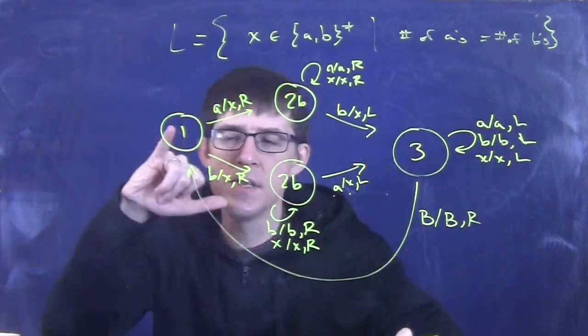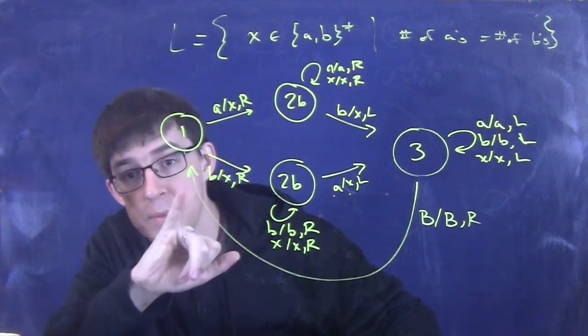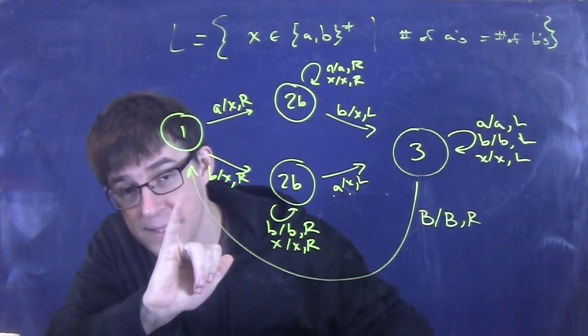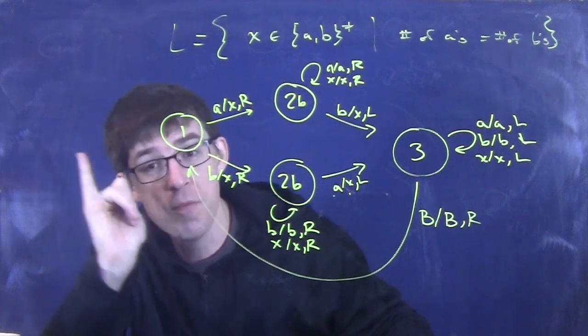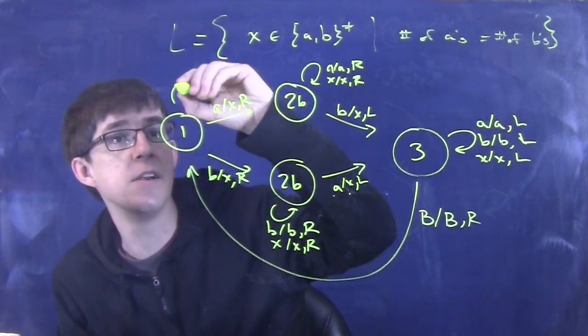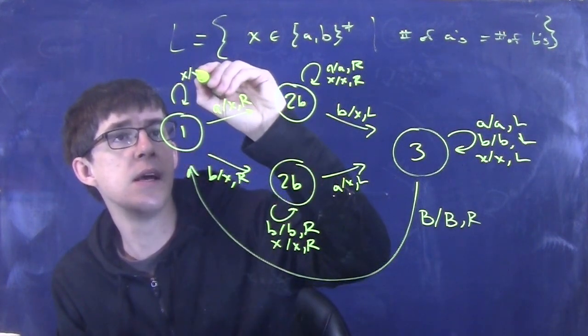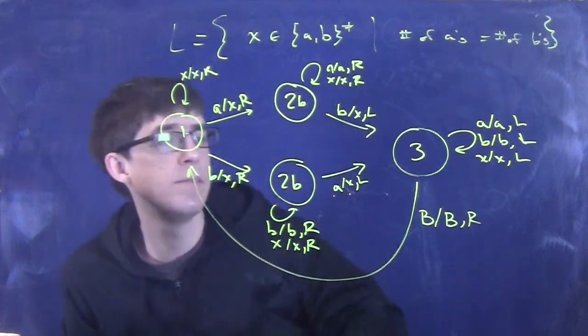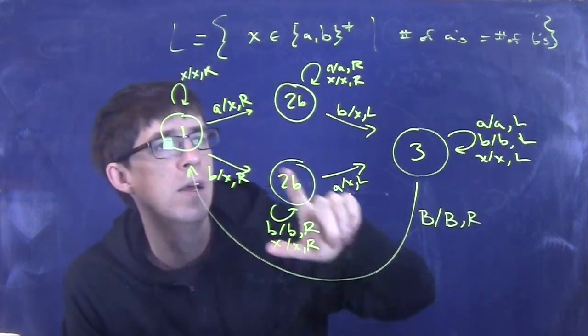The only problem with this is if you're in later steps, the string will now begin with an X, and it could begin with many X's, and you want to move past all those X's. So I could just add that in here, though. X, X, R.